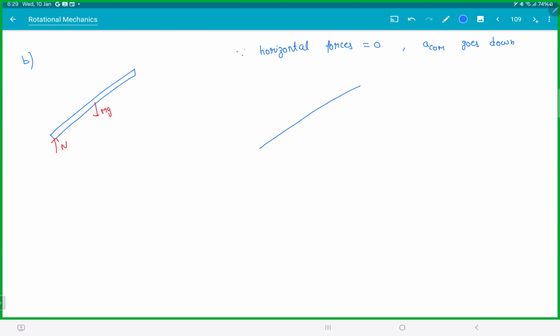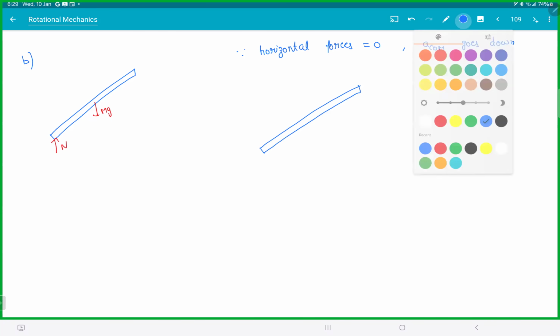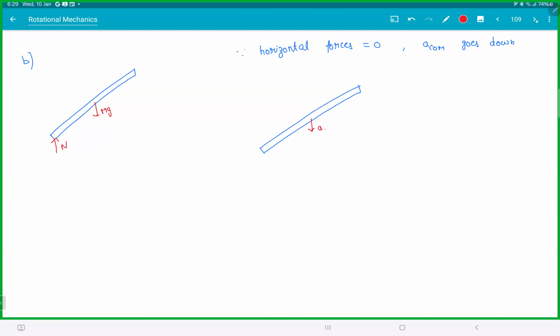So when you write the accelerations, this guy is going down with A COM and this guy is rotating with alpha. Now what? 3g (1 minus sine theta) by L. That I don't know the answer, but that doesn't look like the answer though. The problem here is, now see, this is theta. So this is the acceleration A, and this is alpha.